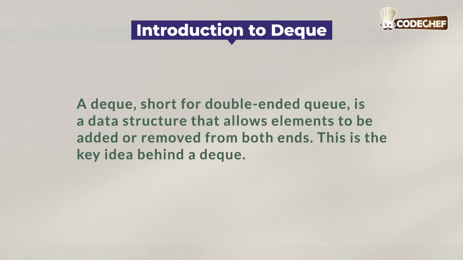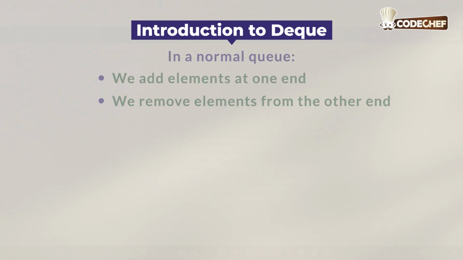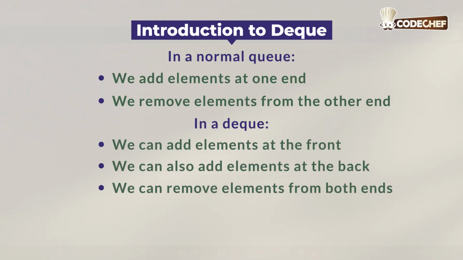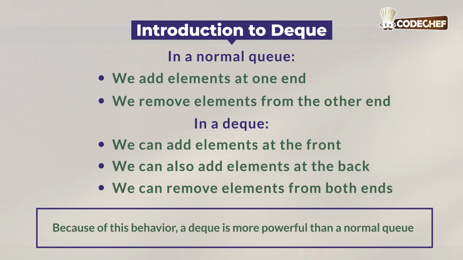A Deque, short for double-ended queue, is a data structure that allows elements to be added or removed from both ends. This is the key idea behind a Deque. In a normal queue, we add elements at one end. We remove elements from the other end. In a Deque, we can add elements at the front. We can also add elements at the back. We can remove elements from both ends. Because of this behavior, a Deque is more powerful than a normal queue.